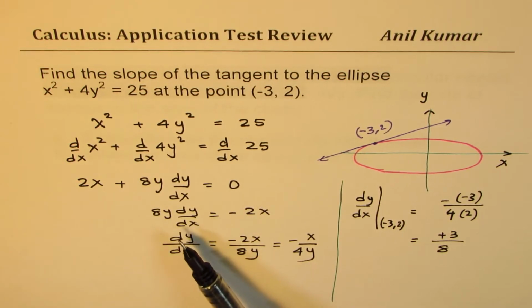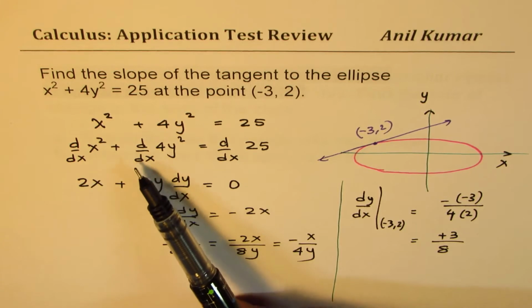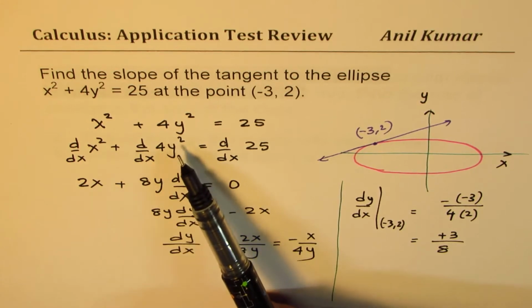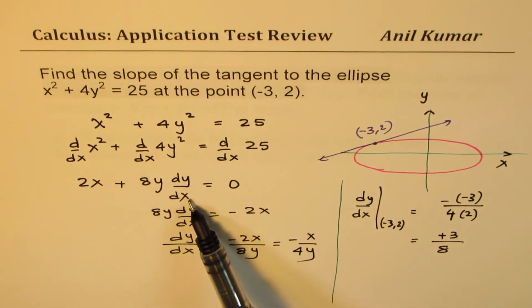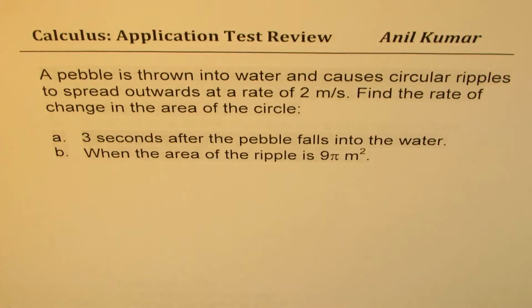Most of the time we'll be differentiating with respect to quantities of different types, right? So remember, see this part. The derivative of 4y squared was 8y dy/dx, right? That's kind of important to understand. And now let's move on and take up an application question.